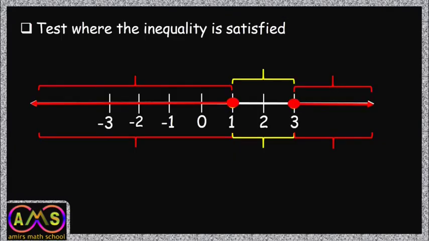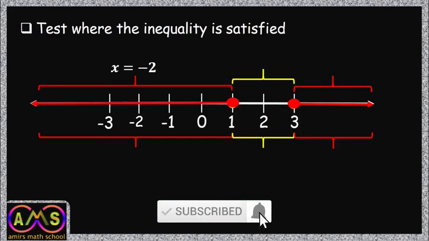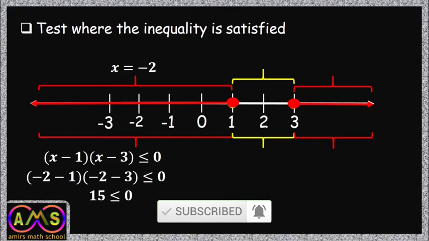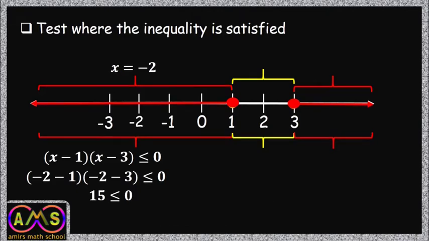Now test whether the inequality is satisfied, that is, which part of the number line is valid for the solution of this inequality. For this, first take the value x = -2 from the first part, that is minus infinity to 1, and substitute this value in the inequality. We get 15 ≤ 0. So for this value or any value within this range, the inequality is not satisfied. So this part is not valid for the solution.